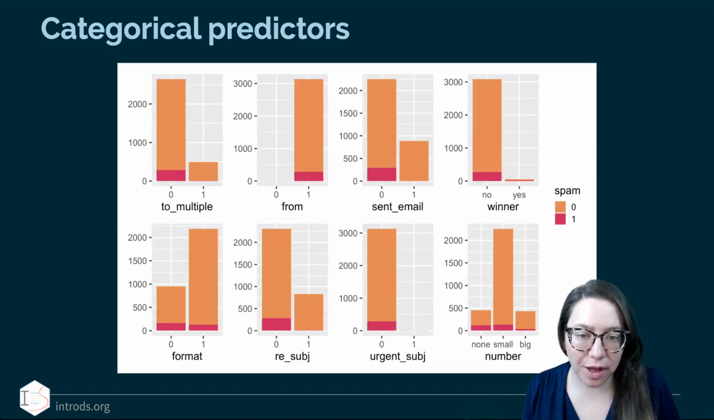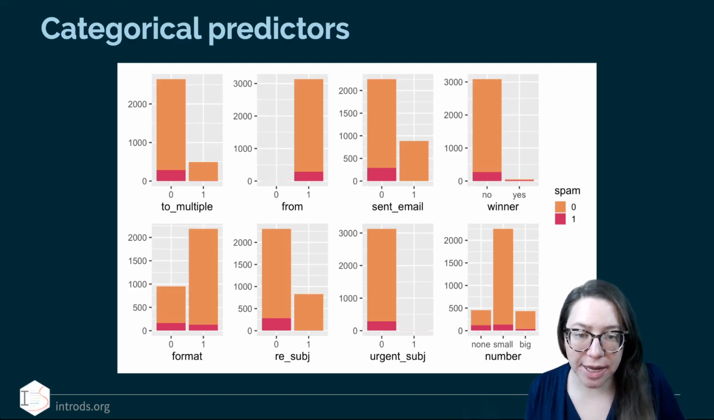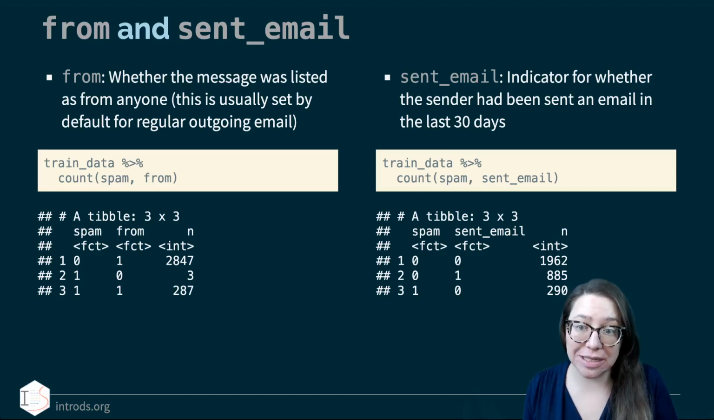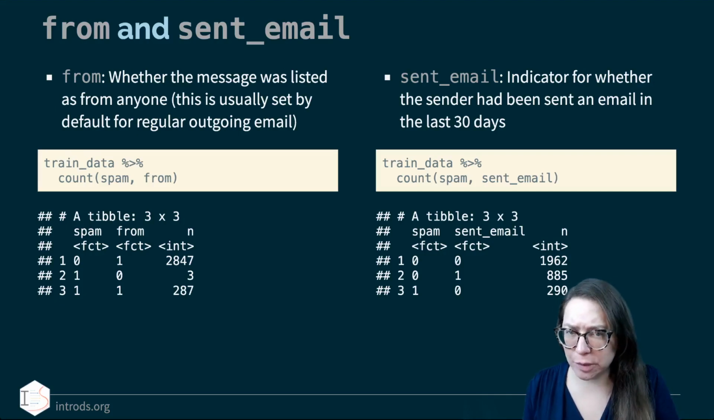So here we have a bunch of plots for our categorical predictors. Those are on the x-axis, and the fill colors are whether the email is spam or not. Two things that should catch our attention are the from variable and the sent email variable. And we can take a closer look at those by tabulating the results. So from is whether the message was listed as from anyone. It's usually set by default for regular outgoing email. And sent email is an indicator for whether the sender had been sent an email in the last 30 days. Okay, so basically it's about, do you get a spam email from someone you had emailed in the last 30 days?